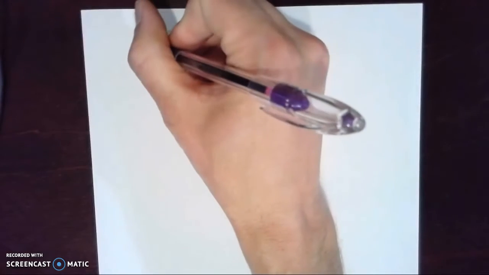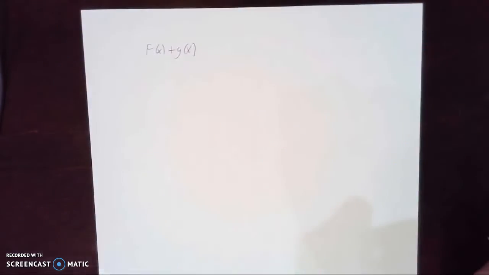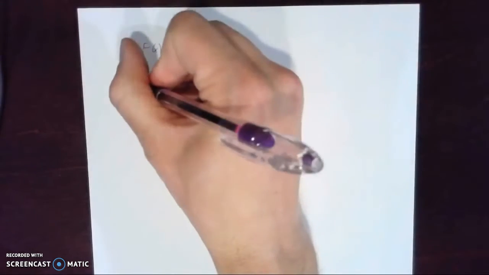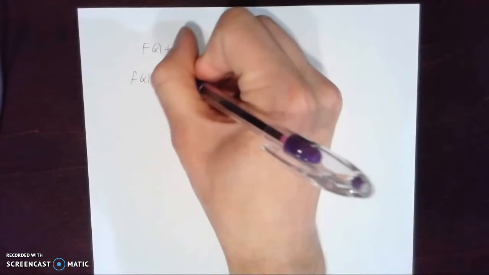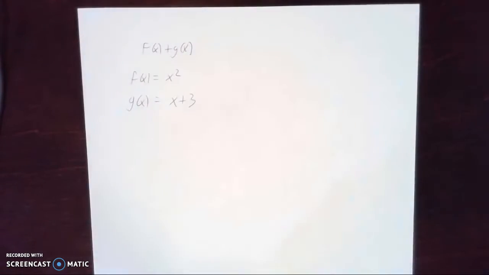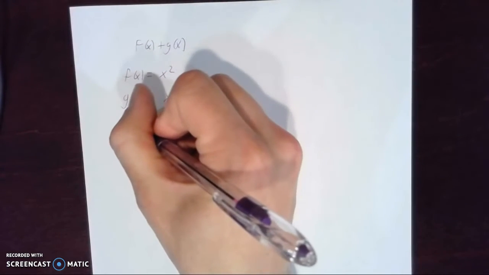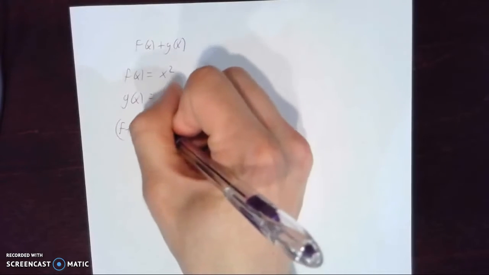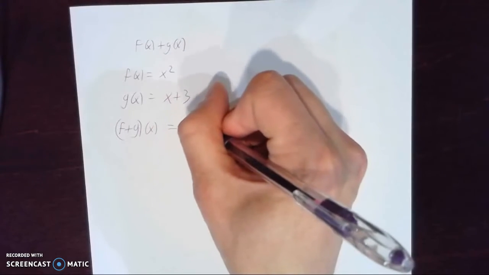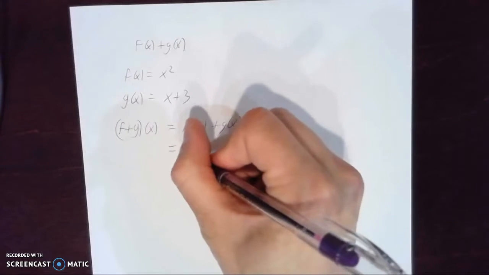We're going to talk about the algebra of functions. Specifically, we're going to look at adding functions together. So if you had a function like f of x equals x squared and another function like g of x equals x plus 3, and you wanted to look at adding those together, we could do f plus g of x, which means the same thing as f of x plus g of x. And in this case, it would have a formula like so.